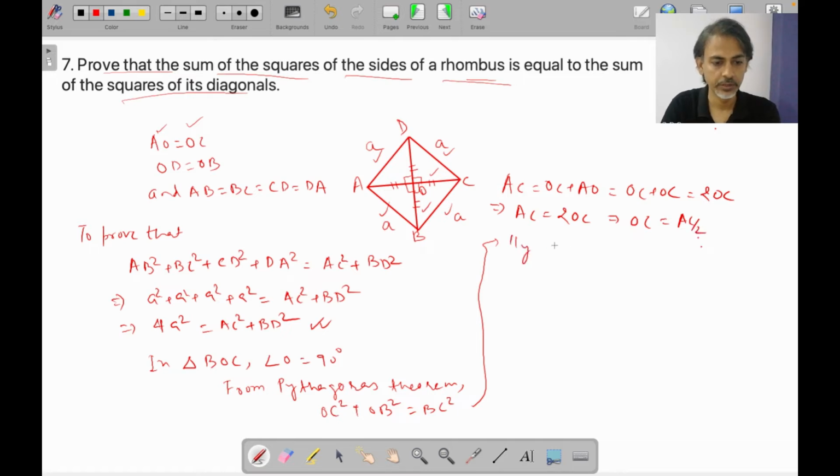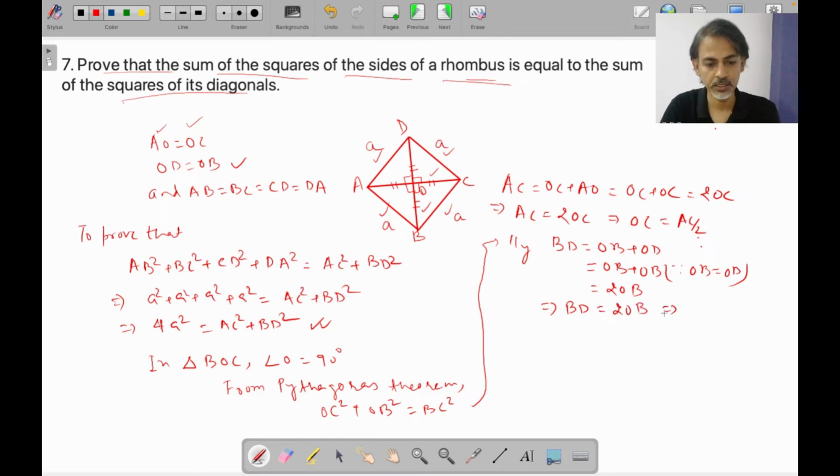Similarly, my BD is nothing but OB plus OD, and we know that OD equals OB. This means that we can write OB plus OB, since OB equals OD. This implies it is 2OB. This implies BD is nothing but 2OB. This implies OB is nothing but BD by 2.